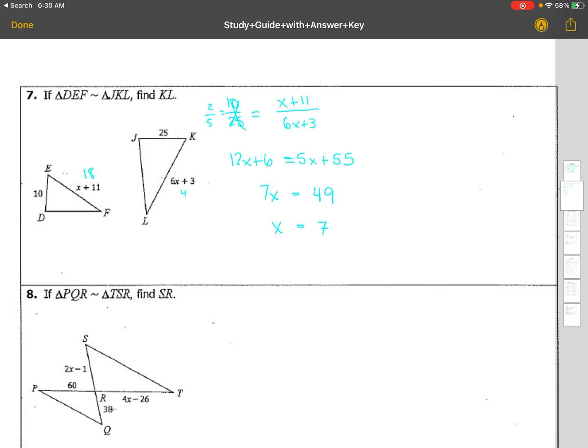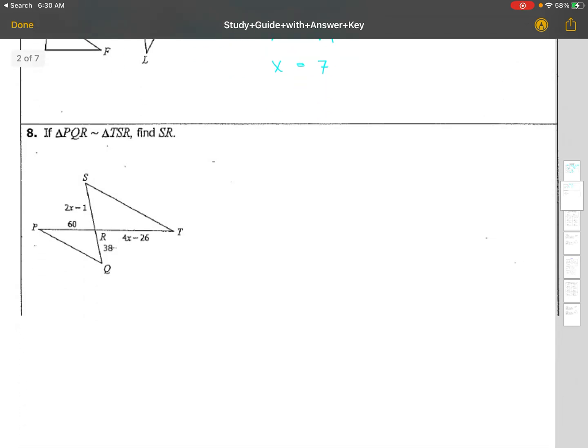Substitute in 7, we get this side is 18, this side is 45. 18 divided by 45, 9 divides into both of those. 9 will give you a 2 here, and dividing by 9 here will give you a 5. So it does simplify to be 2 divided by 5.